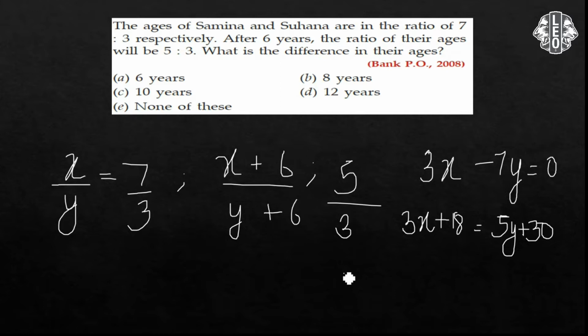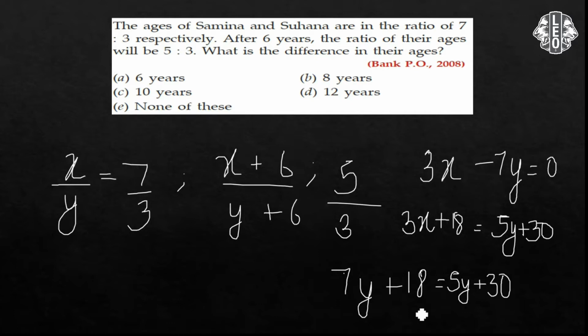Again we can consider 3x is equal to 7y. So 7y plus 18 is equal to 5y plus 30. So that works. So 2y will be equal to 30 minus 18, that's 12, and y is equal to 6. So we get y is equal to 6 and x will be 14. Just get the difference and the answer will be 8.